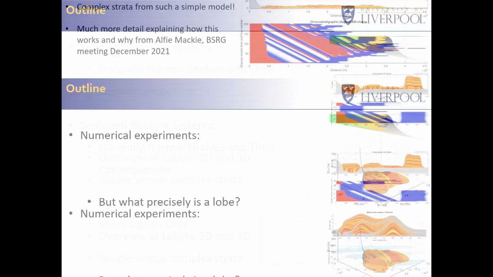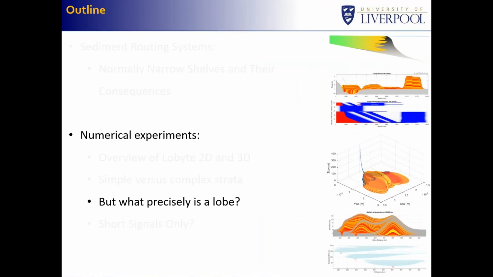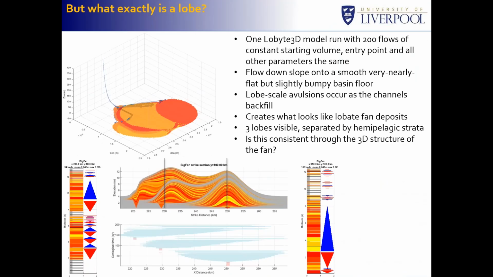Now, just to finish off then, the 3D version. This is Lowbite 3D, and we're doing a similar kind of numerical experiment with this, but sort of related with a slightly different focus. And here I'm just trying to understand the nature of lobes in this kind of very simple fan strata, right? So you can see this is a picture of a Lowbite 3D run. You can see lots of the individually colored flows there, the different shades of red and orange.